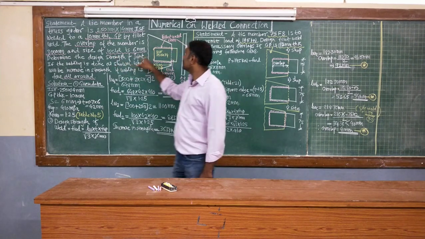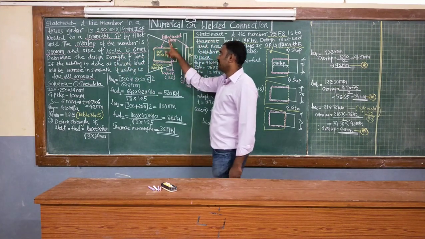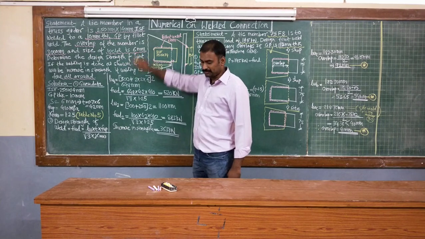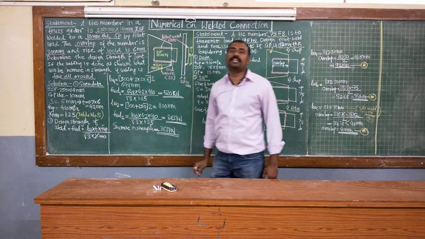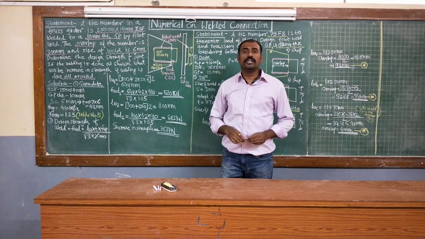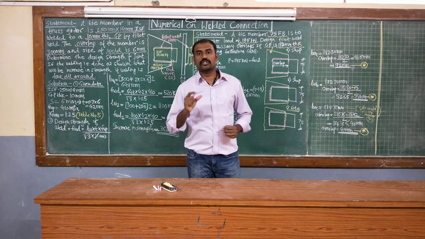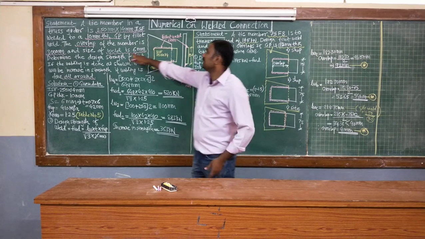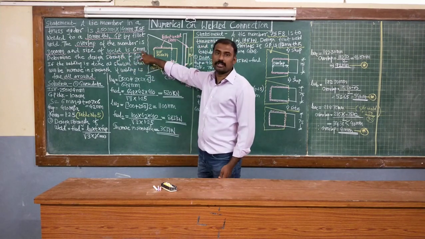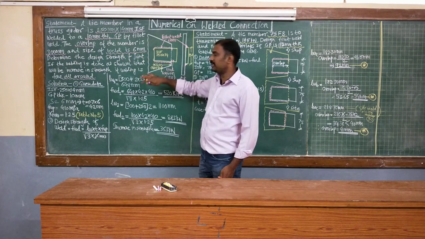Then again the welding size. Here fillet weld is shown, and that fillet welding size is given as 6 mm. Usually we define the size of welding based on the thickness of the thicker part, or whether the welding is done on a rounded edge or on square edges. Here directly the size of welding is mentioned in the problem, which is equal to 6 mm. So size of weld is 6 mm.